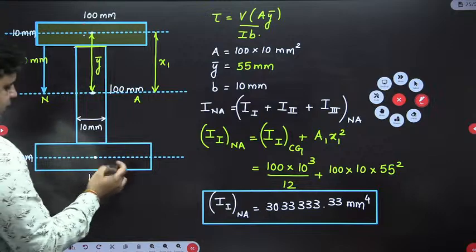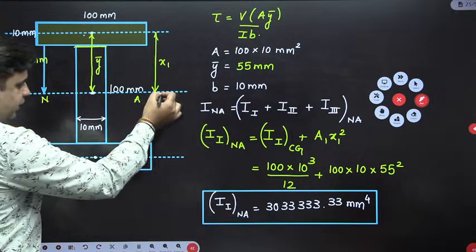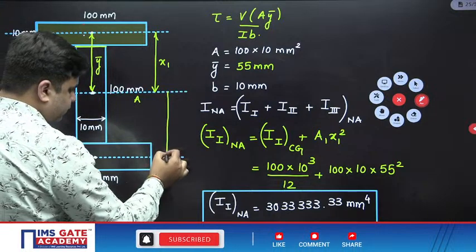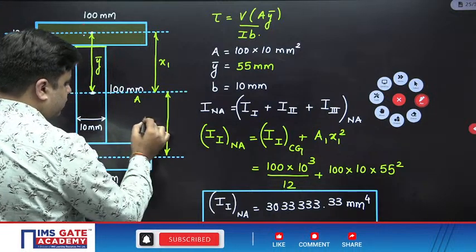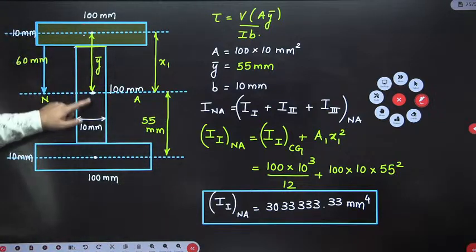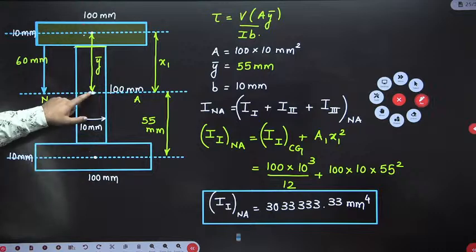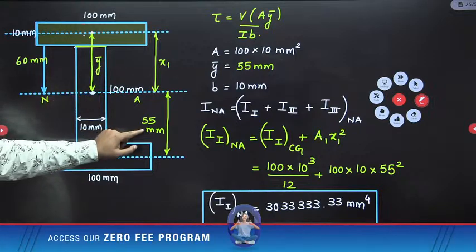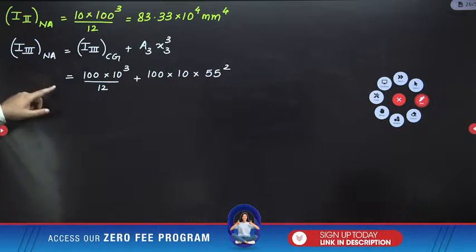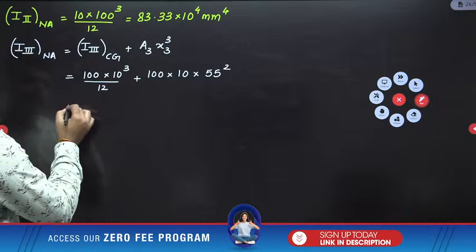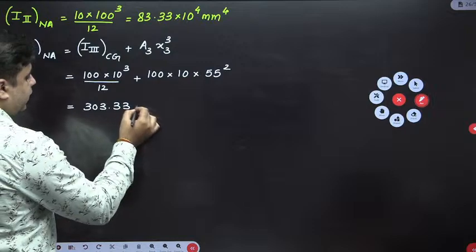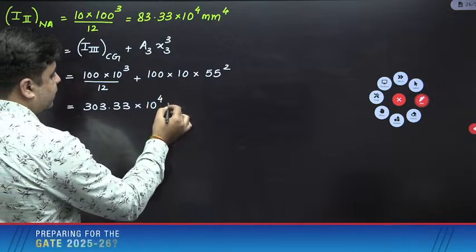You have to just calculate this value. From here till this axis, the distance will be 55 mm. Just check this out. Because the total depth is 60, 60 minus 5 will be 55 mm. Okay. Yeah, very good. So this will also be 303.33 into 10 raised to power 4 mm raised to power 4.